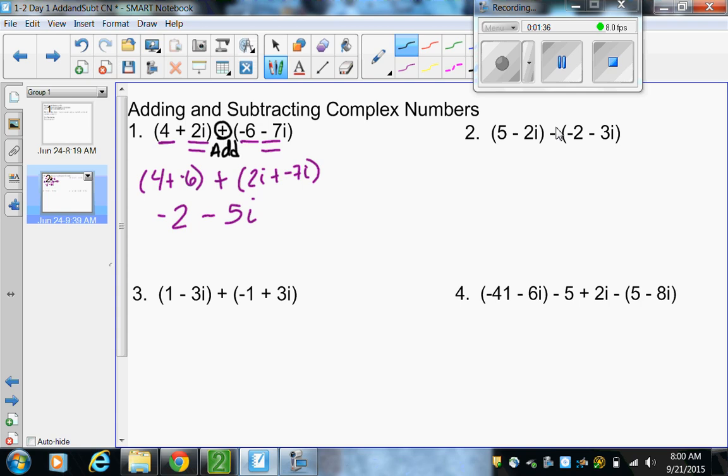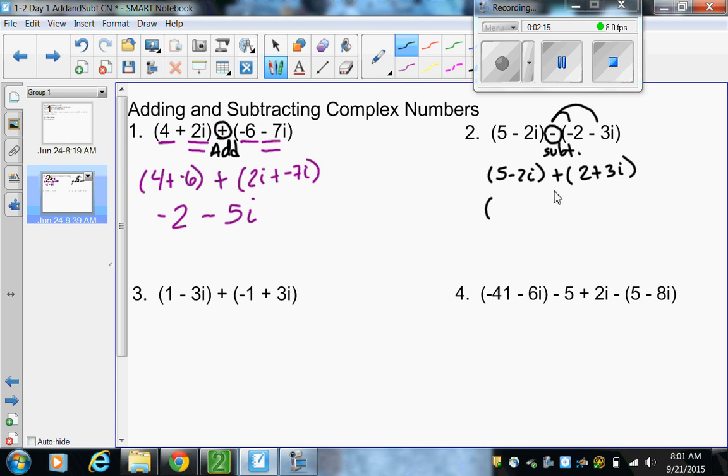On example 2, you will notice that between we have a subtraction sign. So when it's subtraction, there's one additional step that I suggest you make so that you don't accidentally not add and subtract the right signs. So what I suggest we do is take that subtraction and distribute it to everything that follows it. So I'm going to carry down what I had before, so that's 5 minus 2i. I'm going to change the subtraction to addition, but now I'm going to change these signs. So a negative and a negative really makes a positive, and a negative and a negative really makes a positive 3i. And now I can work it just like I did before.